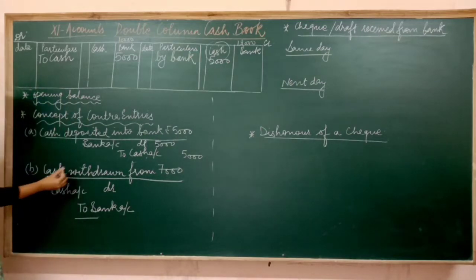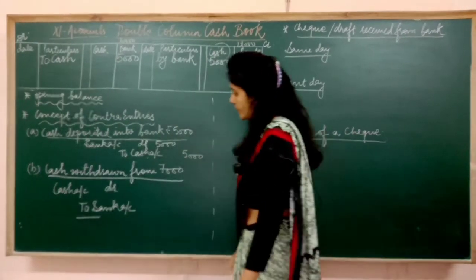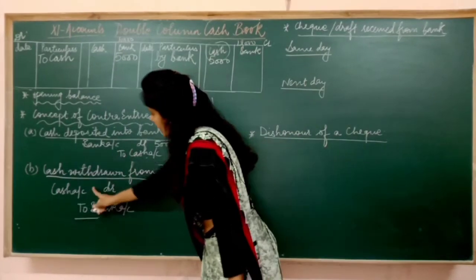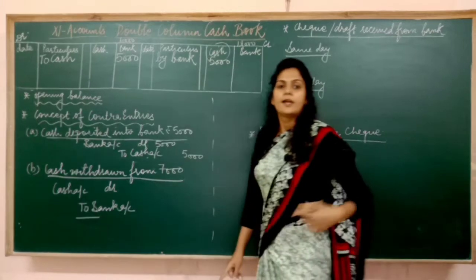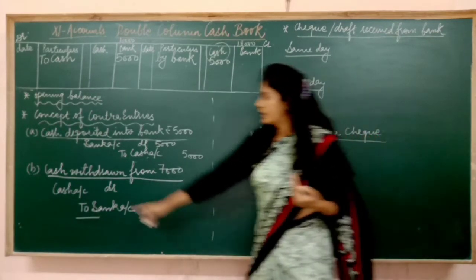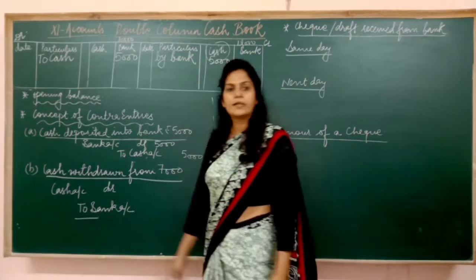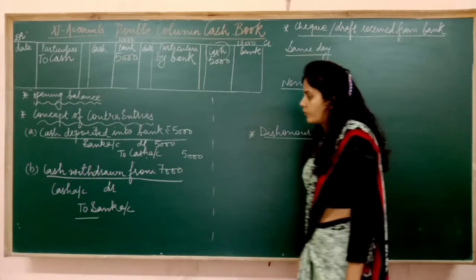Next transaction is cash withdrawn from the bank. If it is cash withdrawn from the bank, entry will be cash account debited to bank. आपने बैंक से कैश विड्रॉ किया, आपके पास कैश आया, debit what comes in and bank becomes the giver, so credit the giver. So that way what's going to be the entry?